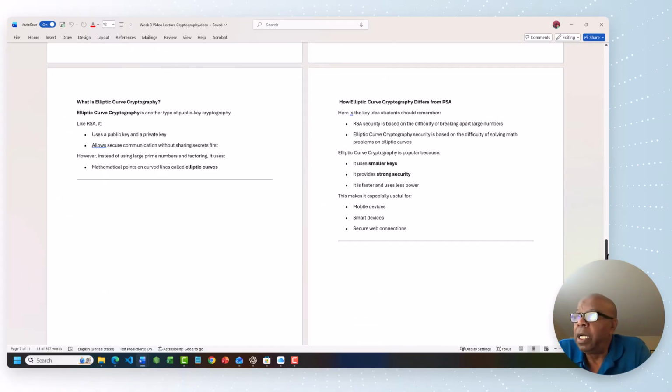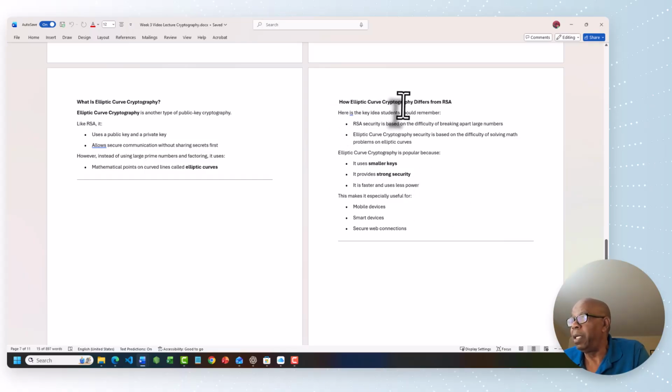What is elliptic curve cryptography? It's another type of public key, private key cryptography. Like RSA, it uses a public-private key pair and allows secure communication without sharing secrets. However, instead of using large prime numbers and factors, it uses mathematical points on a curve. That's cool.